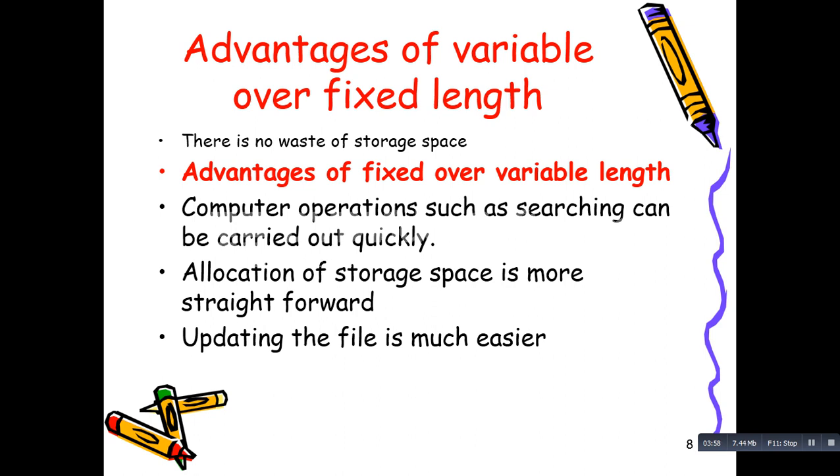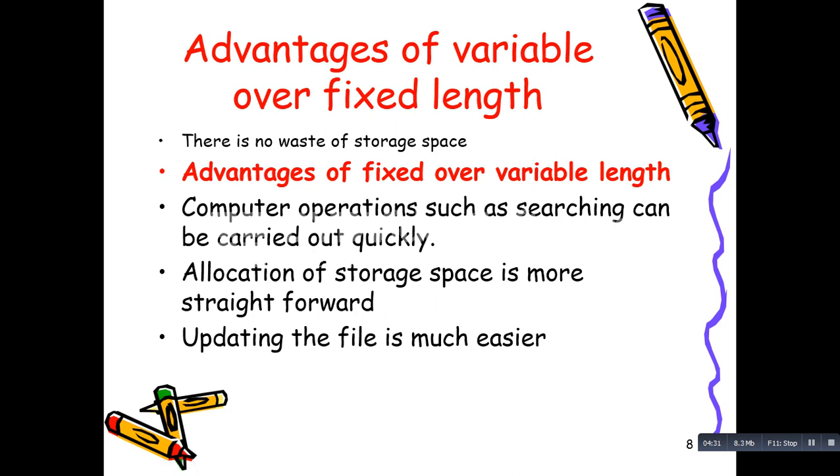Advantage of variable over fixed length: there is no waste of storage space. For example, if your name field has 10 characters, why would you give it 55 characters, right? Advantage of fixed over variable length: computer operations such as search can be carried out quickly. Allocation of the storage space is more straightforward. Now updating the file is much easier.